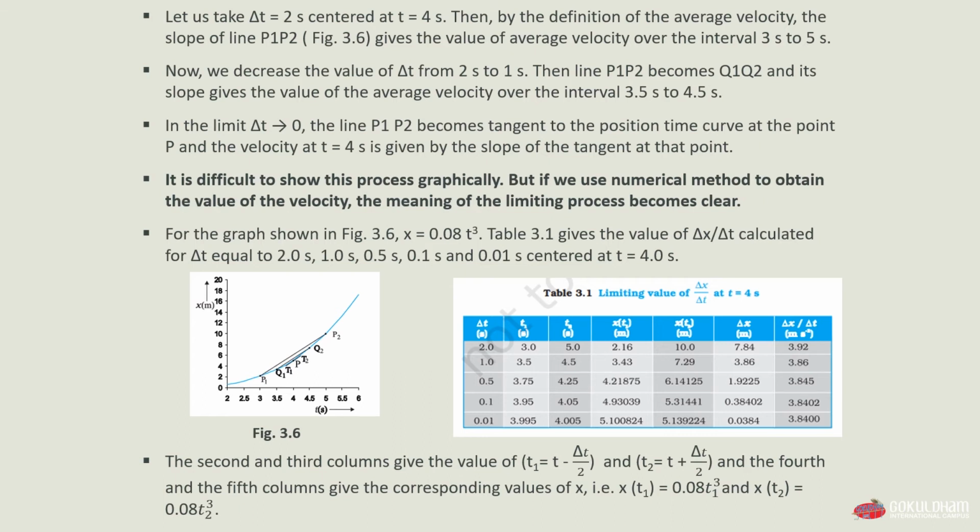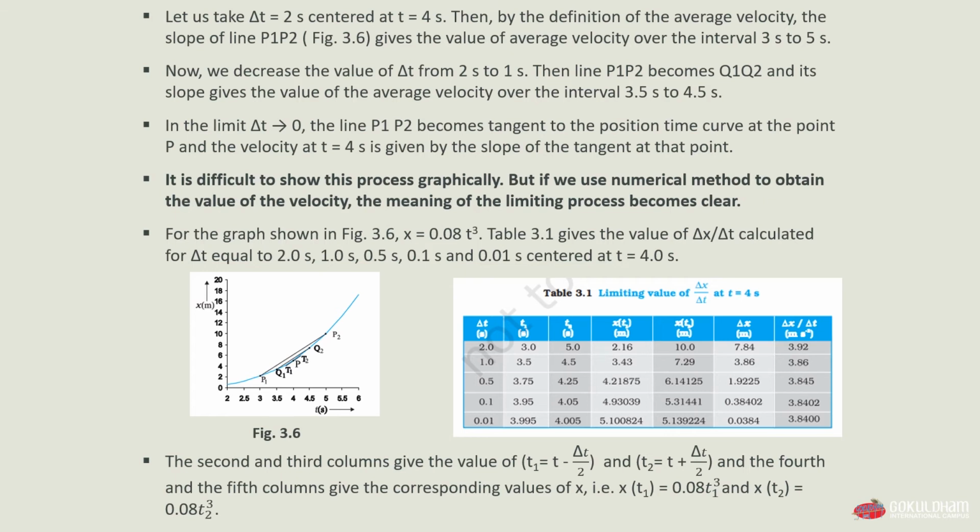So the value of t, as we know, is 4 and the value of delta t for the first case is 2. When we substitute these values in the equation, we will get the value for t2 as 5. Similarly, we can calculate the value of t1 and t2 for the rest of the cases. Now coming to the fourth and fifth column, which is to calculate x of t1 and x of t2.